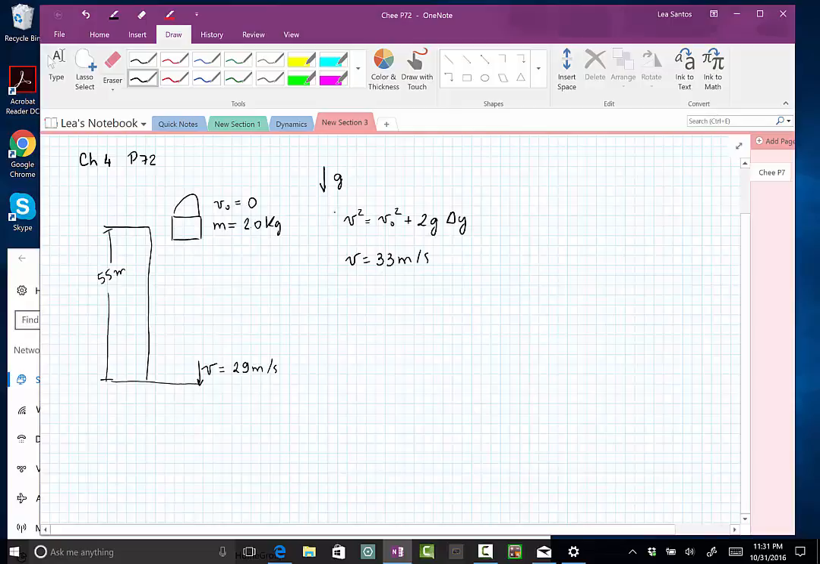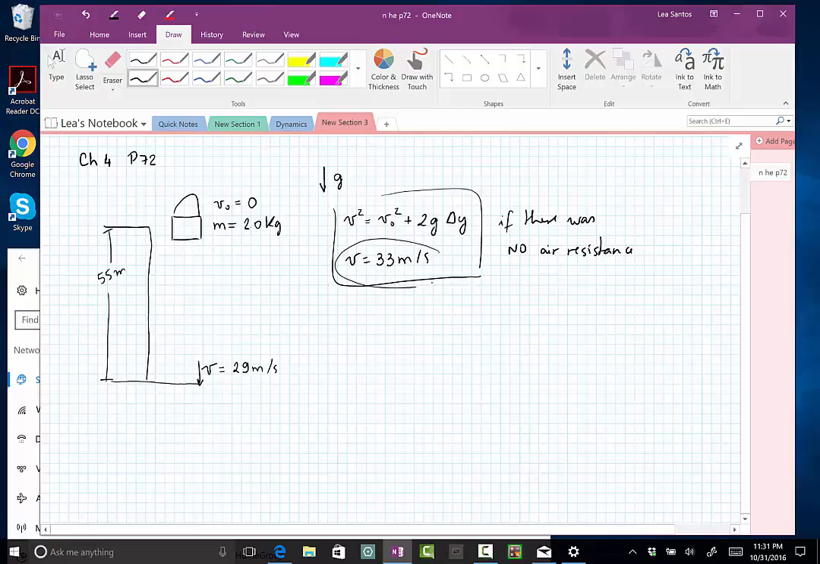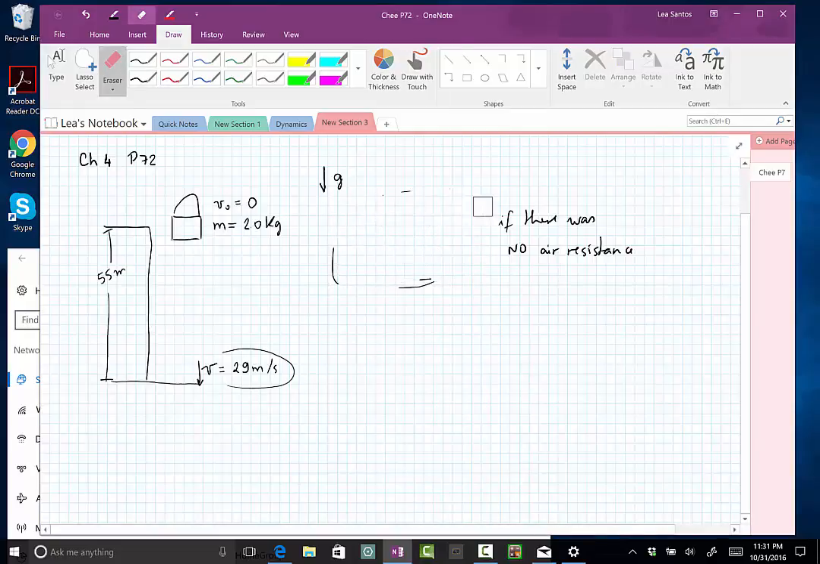Okay. So this would be the case if there was no air resistance, the ideal world of Galileo. All right, but what they are saying is no, there is air resistance, and that's why it opposes this motion. That's why we don't reach such big speed at the bottom. We reach just 29. Okay, so how are we going to solve this problem? Not like this. At least the acceleration is not going to be g. Well, how are we going to solve that?